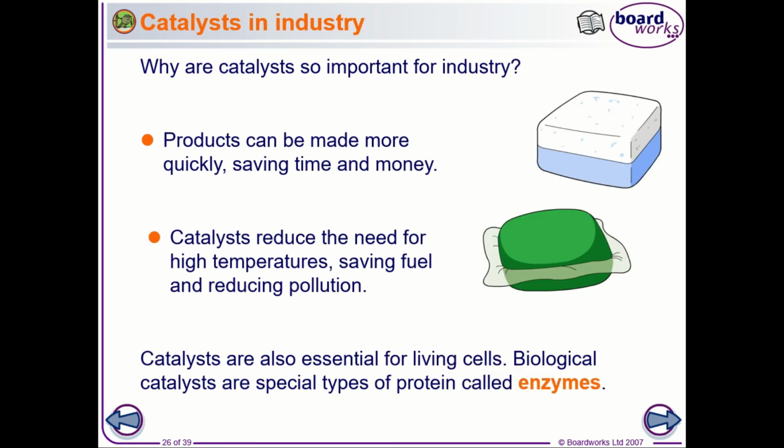Number one, mas bumibilis yung rate of reaction kaya mas mabilis makapag-produce ng mga goods. Pangalawa, it saves time kasi mas bibilis eh. So it will save time sa pag-produce ng mga goods. And then of course money kasi mas bababa yung amount ng maturation rate kesa sa nung walang catalyst. Pangalawa, catalysts reduce the need for high temperatures, saving fuel and reducing pollution.